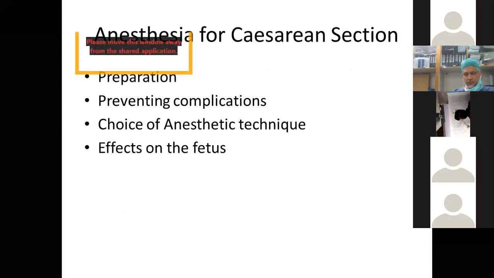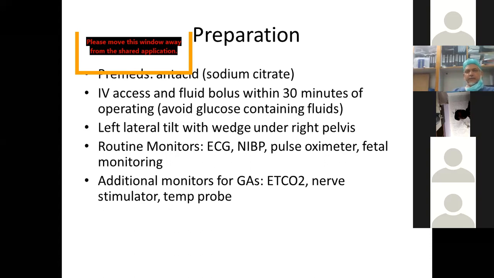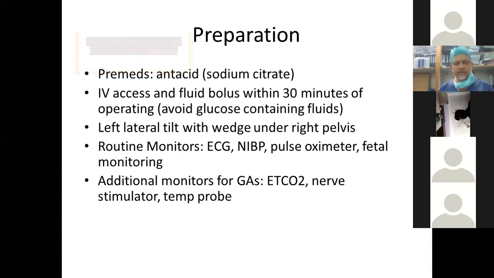Anesthesia for C-section: preparation, preventing complications, choice of anesthetic technique, and effects on the fetus. Preparation: if it is an elective case, we ask for fasting of at least 6 hours. But if the patient comes in as an emergency, we still give aspiration prophylaxis. That includes antacid, antiemetic, and cimetidine. We need good IV access, fluid preloading within 30 minutes, avoiding glucose-containing fluid, and left lateral tilt with a wedge under the right pelvis, to prevent supine hypotensive syndrome, and routine monitors: ECG, blood pressure, pulse oximeter.